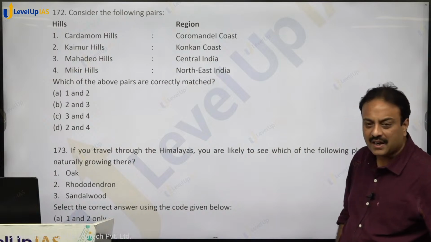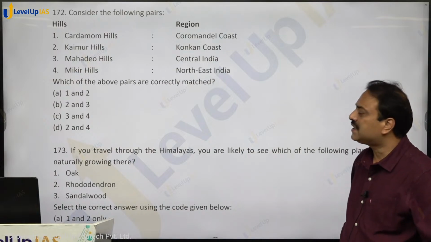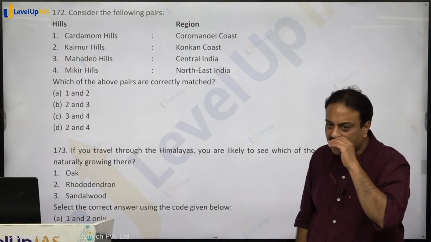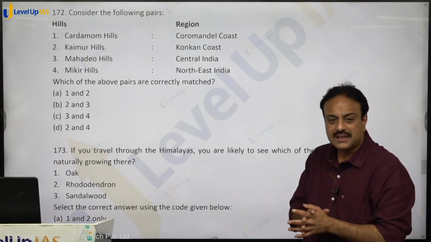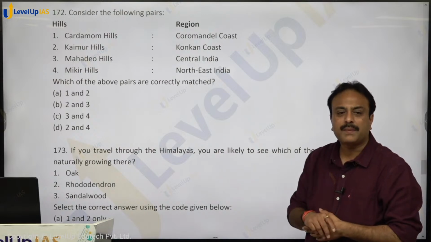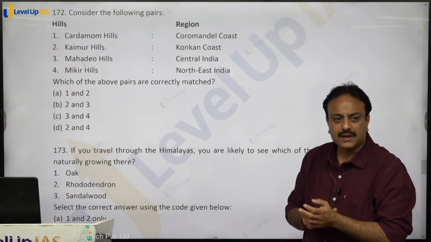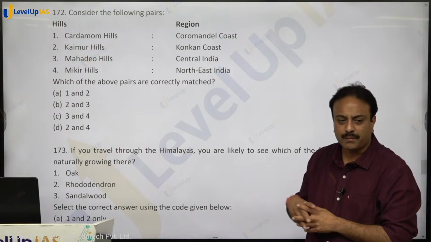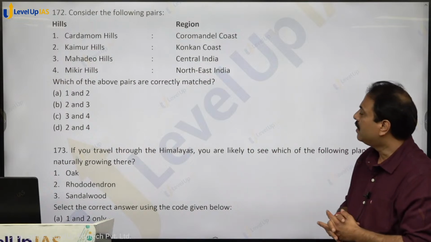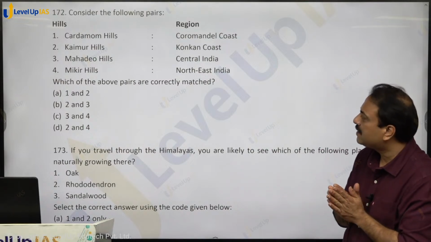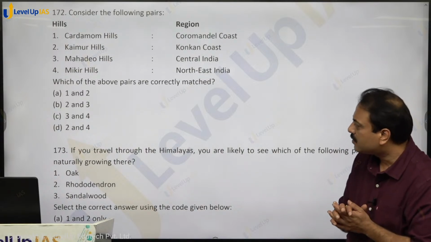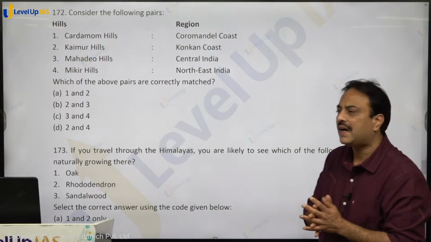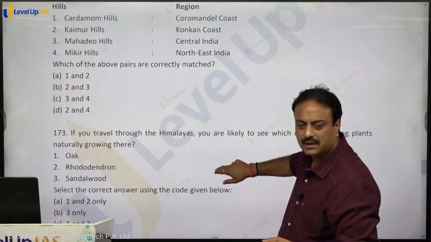Mahadev, Central India, correct. Mikir Hills, Northeast India, correct. Mikir hills are present in northeast of India, Assam region. Mahadev hills that join Satpura to form Pachmarhi. Dhupgarh, the highest peak of MP and central India, formed by Mahadev and Satpura only. Kamur hills, not Konkan, Cardamom. First and 2 are incorrect, 3 and 4 are correct. So 3 and 4, option C, C for cat, should be the right answer. Clear on that?